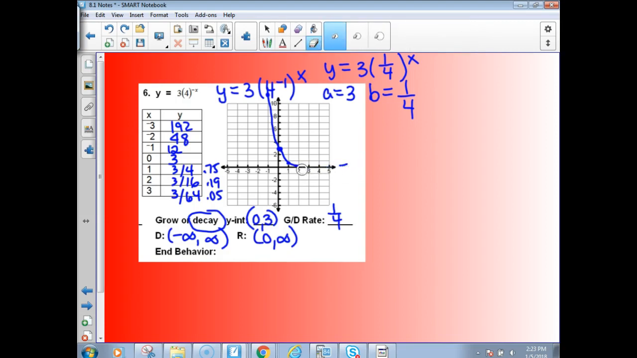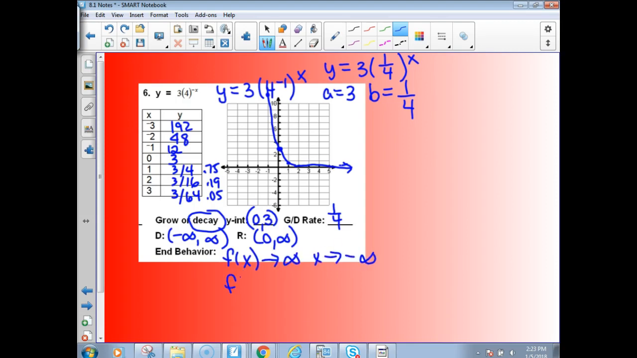On your grapher, you'll barely be able to tell that the graph even extends along there, especially on an older model. All right, so the end behavior, f of x, the graph, is pointing up to infinity as x approaches negative infinity. And on the right side, the graph is trying to get to 0 as x approaches infinity.